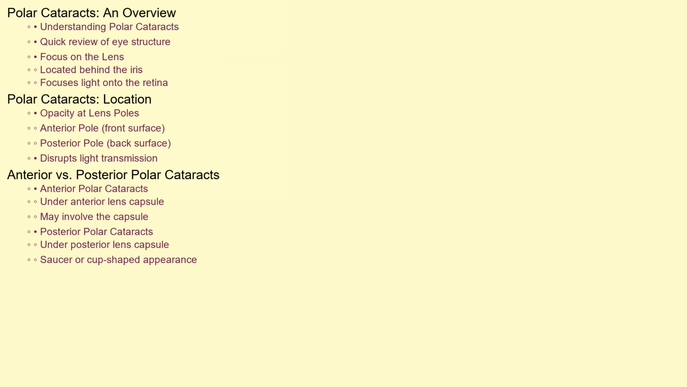Anterior polar cataracts are often located directly beneath the anterior lens capsule and may involve the capsule itself. Posterior polar cataracts, on the other hand, are found beneath the posterior lens capsule and can have a saucer-like or cup-shaped appearance. These opacities disrupt the normal transmission of light through the lens, leading to visual disturbances.